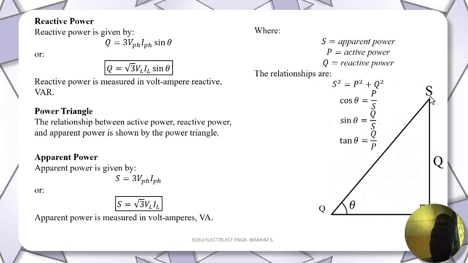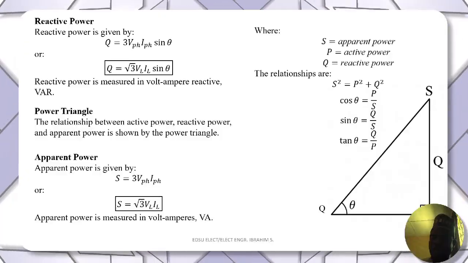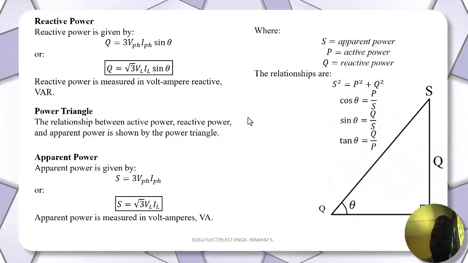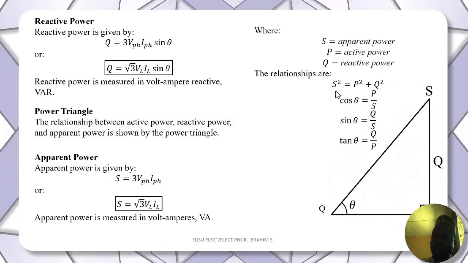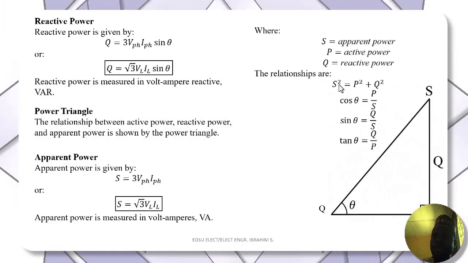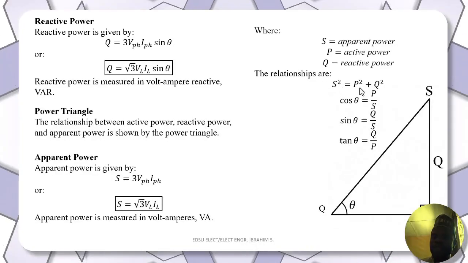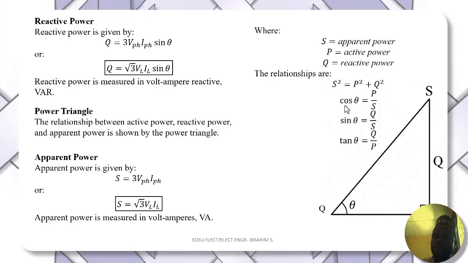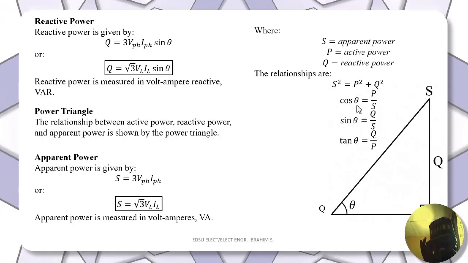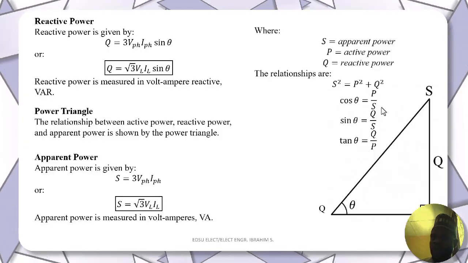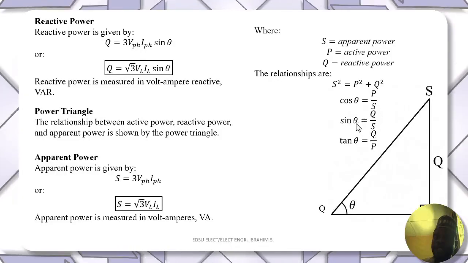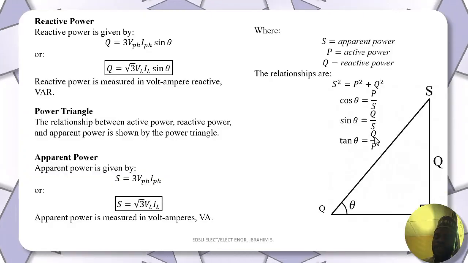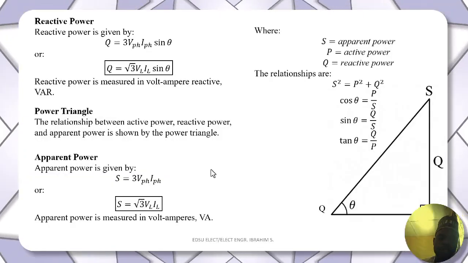However, looking at this, our P was supposed to be here, and our S is here. It's a typographical error from here. So the square of the apparent power is the summation of the square of the real power and the reactive power, which gives us our power factor as the real power over the apparent power, sin theta as the reactive power over the apparent power, and tan theta as the reactive power over the real power.